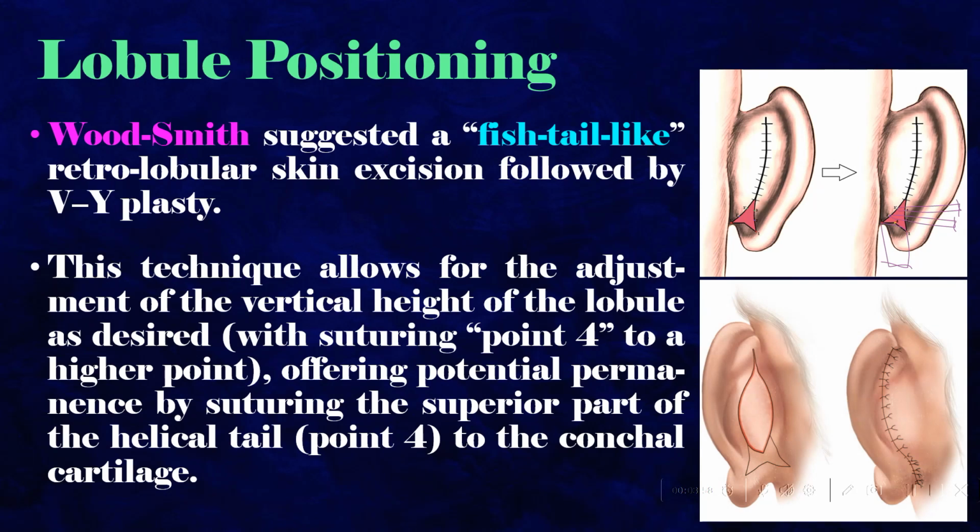Wood-Smith suggested a fishtail-like retrolobular skin excision followed by VY-plasty. This technique allows for the adjustment of the vertical height of the lobule as desired, with suturing 0.4 to a higher point, offering potential permanence by suturing the superior part of the helical tail, 0.4, to the conchal cartilage.